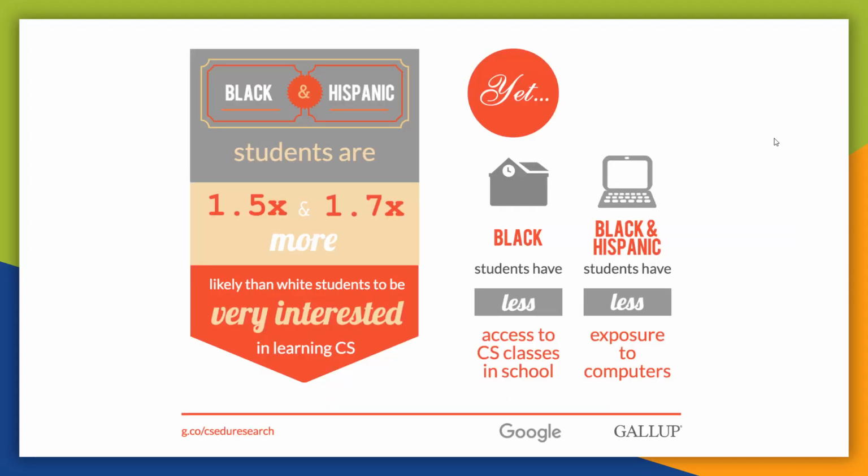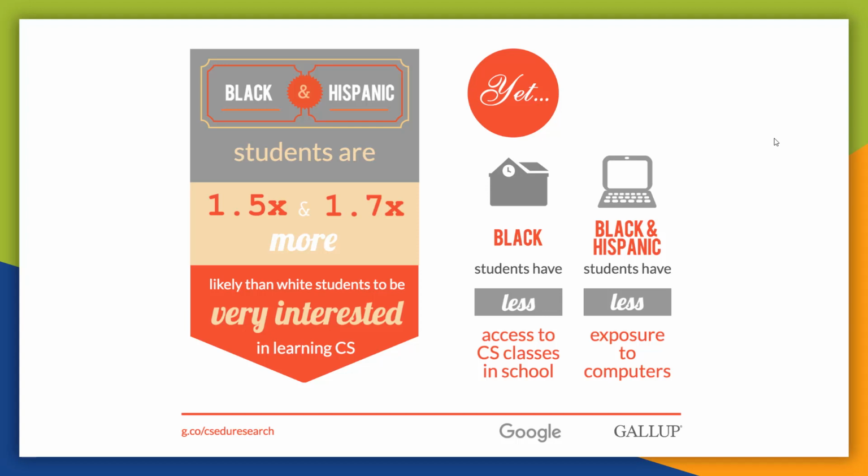And then finally, just a little bit more data. So thinking about our perceptions and our unconscious biases about who's in computer science, the data actually shows that Black and Hispanic students are 1.5 to 1.7 times more likely than white students to be very interested in learning computer science. They know that those are great careers and that those are solid jobs that are out there and something that they could continue on in.